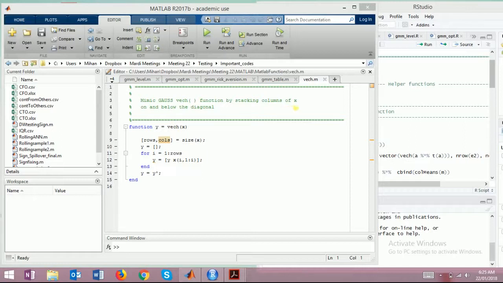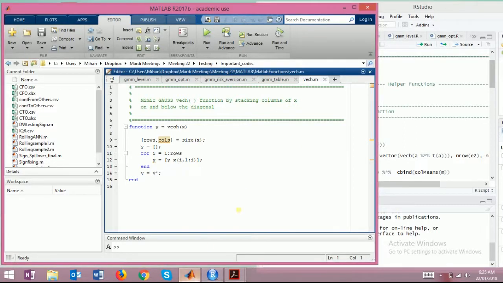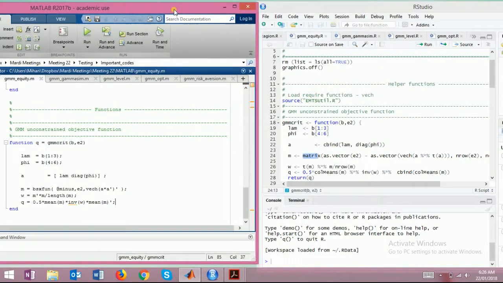What vec does is stack the columns of x on and below the diagonal. If you have a symmetric matrix, you stack the columns of x on the diagonal and below the diagonal. So the diagonal fits inside the matrix, with the number of rows and columns according to the size of x. For i equals 1 to the number of rows, y_i equals x_i from 1 to i. So it stacks the columns of x on and below the diagonal. That is the vec function.